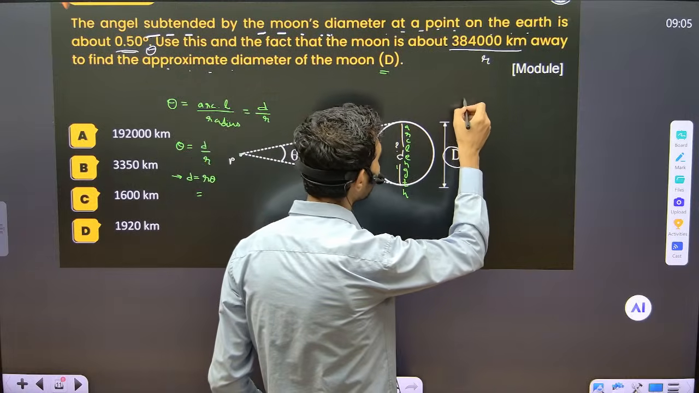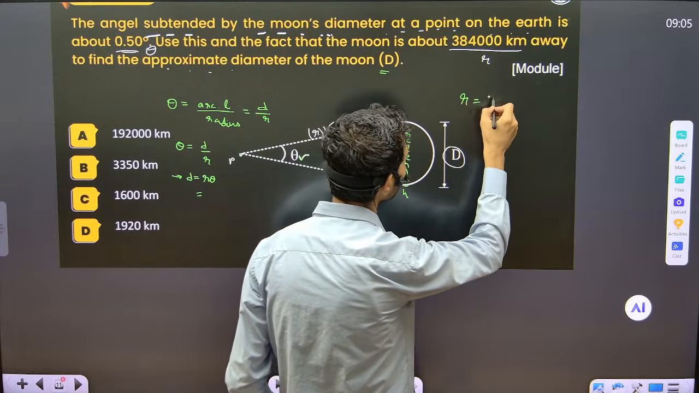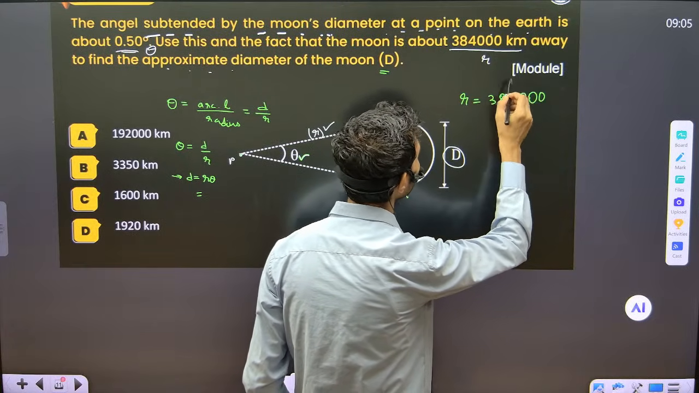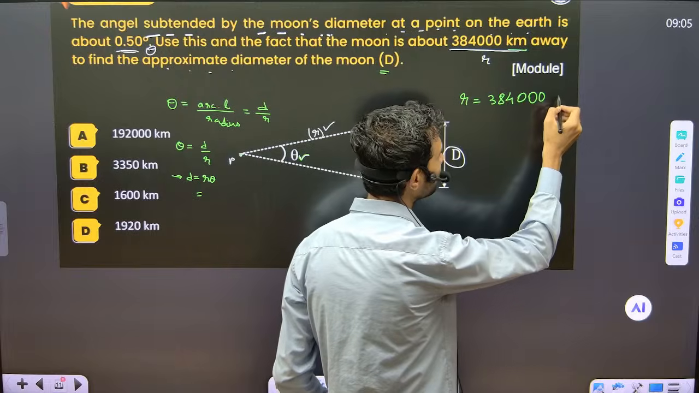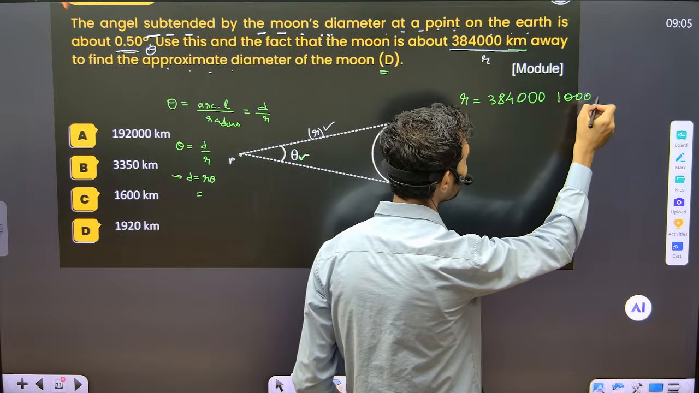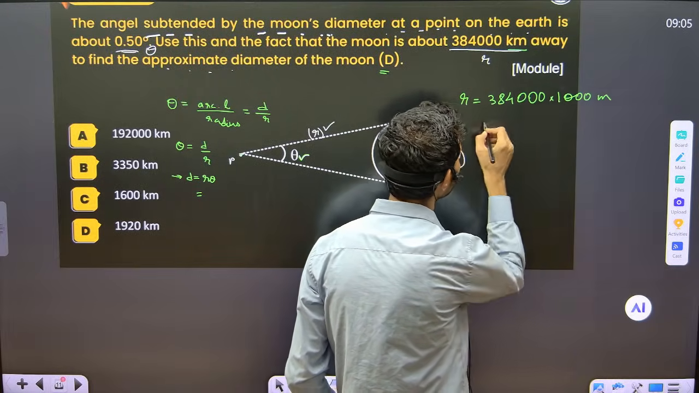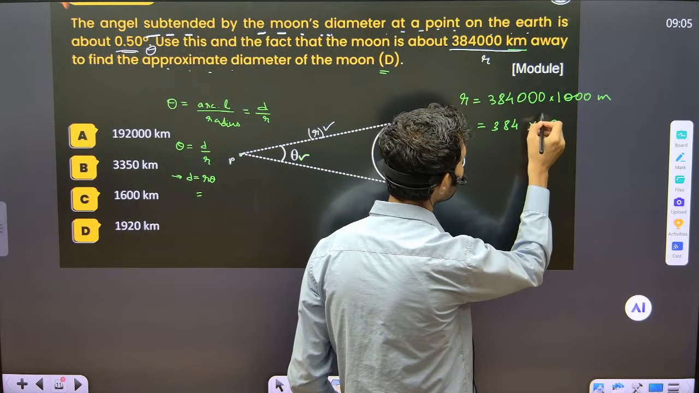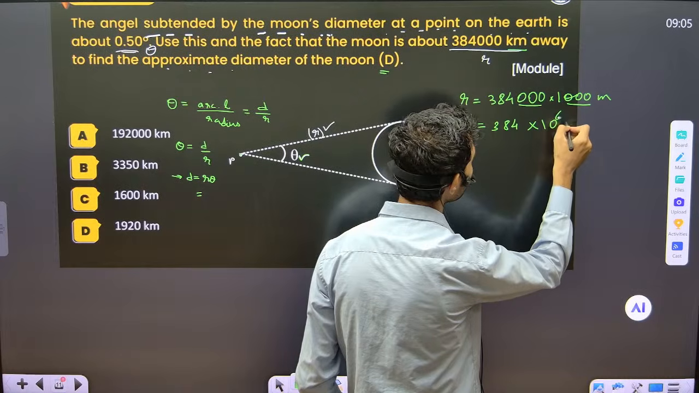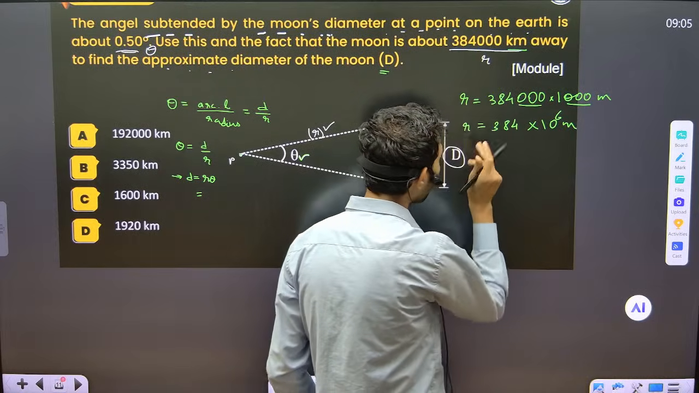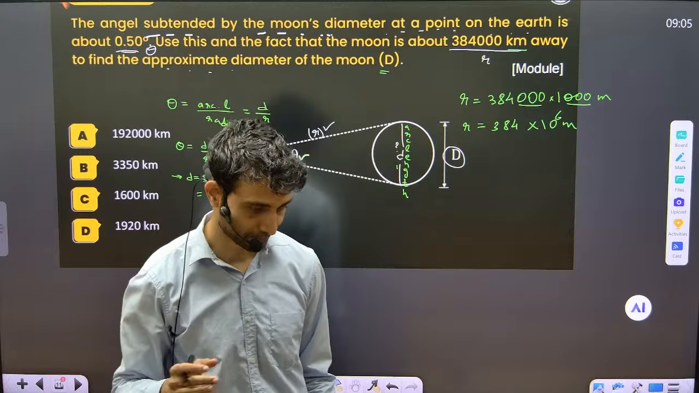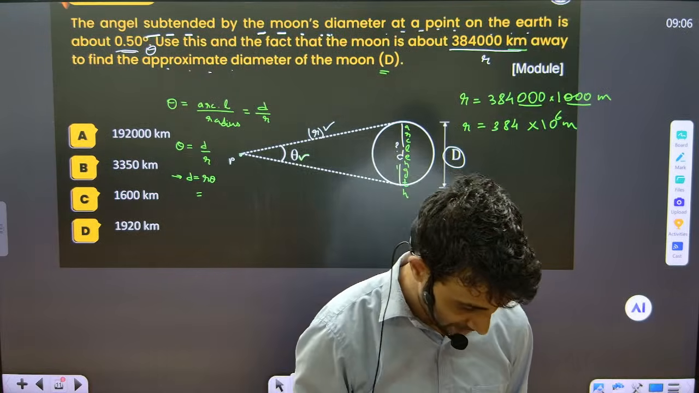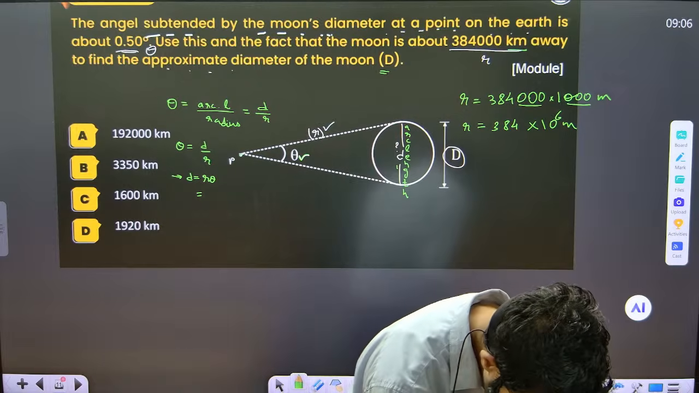So what will be r? It will be equal to 384,000 kilometers, and a kilometer is nothing but 1000 meters, right? So that gives me approximately 384 into 10 raised to the power 6 meters. Now our problem is solved, right? Because now we have obtained r in terms of meters.